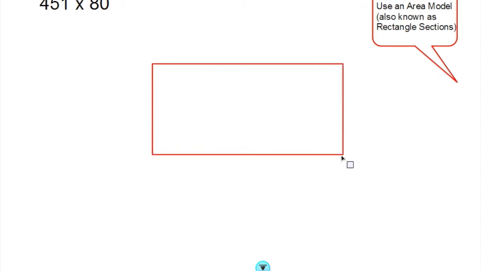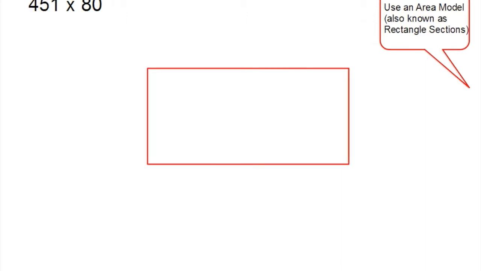Step number 1 is create your area model. It's just a big rectangle, hence the name rectangle sections. And you'll see why the sections are used in just a moment.